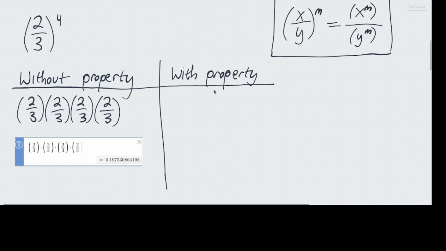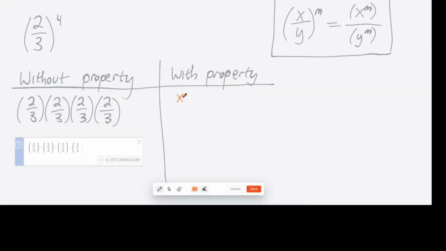Now, on the right side, we're going to try to use the property and see if we get the same thing. If we pattern match, we can see that we have 2 in the numerator, which is usually called x, so x will be 2. 3 is in the denominator, that's y. The power we're raising it to is 4, so m is 4. The left side of the equation will be 2 over 3 to the fourth power.